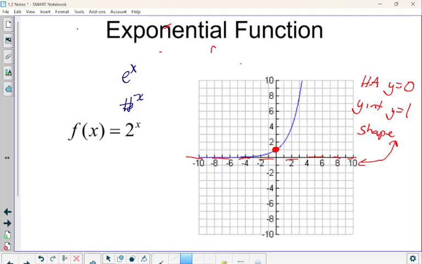So when I'm looking to grade this exponential function, I'm looking to see on the graph, does it have a y-intercept of 1? Does it have a horizontal asymptote at y equals 0? And is the general shape correct along the asymptote and up through there?